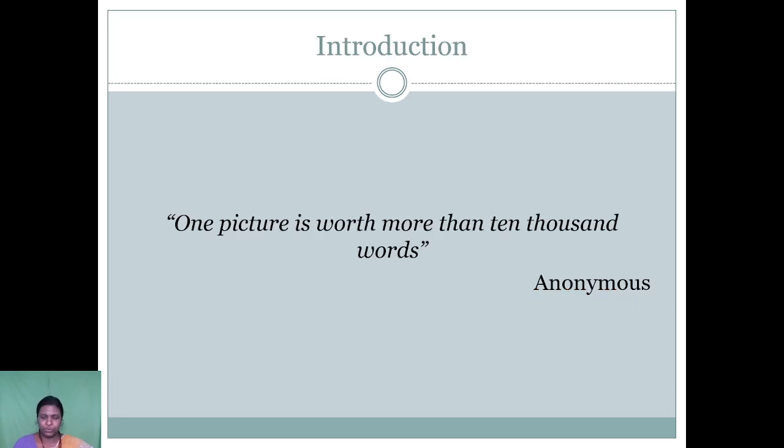Today, I am going to take a subject about digital image processing. Introduction of digital image processing. One picture is worth more than 10,000 words.